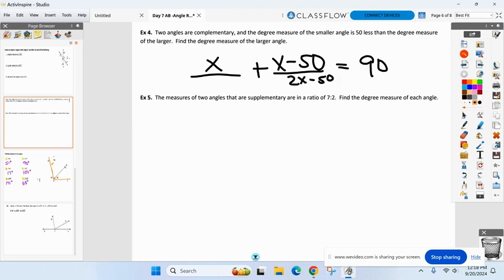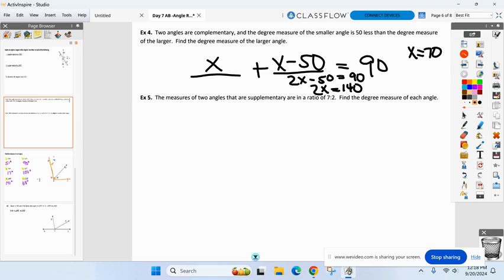2x minus 50 equals 90. What's your next step? Subtract 50. I mean, add 50. 2x equals 140. 140 divided by 2 is 70. X equals 70. Read the question though.